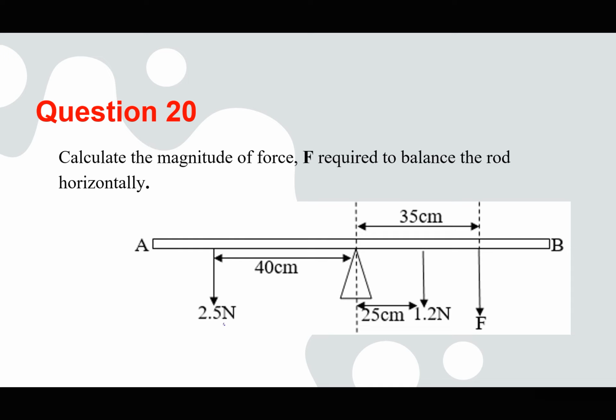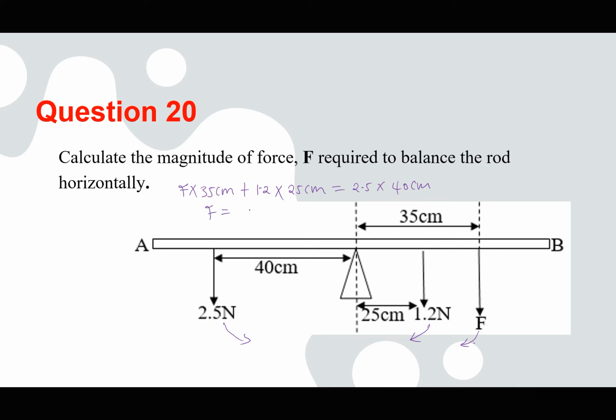So this is anti-clockwise, this is clockwise, this is clockwise. So taking moments about the pivot, for clockwise moments we have F, perpendicular distance is 35 centimeters, plus we have 1.2 newtons, perpendicular distance is 25 centimeters, should be equal to anti-clockwise we have 2.5, perpendicular distance is 40 centimeters. Of course the centimeters cancel out, I remain with only newtons.